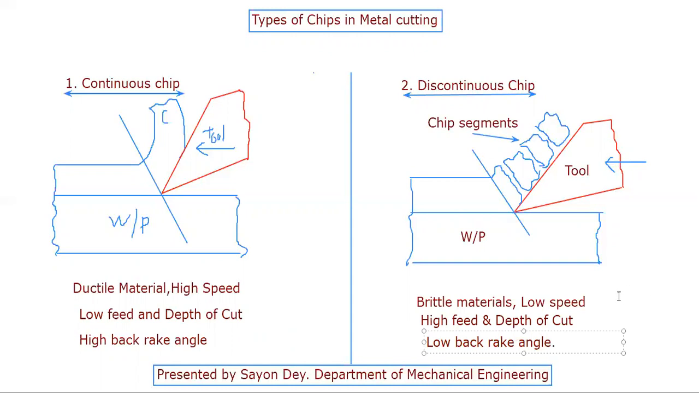So this is about our continuous and discontinuous type of chips, and this is how our continuous type of chips looks like, and this is our discontinuous type of chips. For this discontinuous type of chips, we don't require any chip breakers, but in case of continuous chips we require a chip breaker, because in case of machining, very long chips we cannot handle. So chip breaker is required for this type.